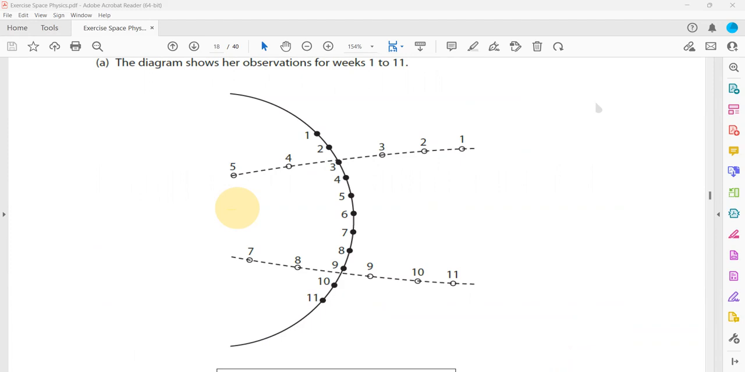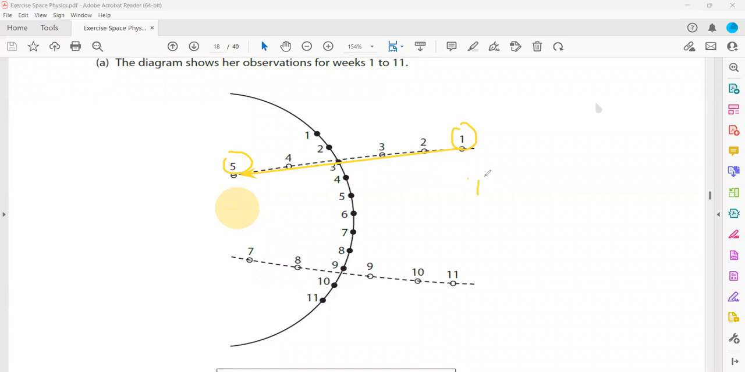So you can refer to gravitational potential energy and kinetic energy, because the total energy is constant. From week 1 to week 5, the question is how we can say that the speed of the comet is increasing. That is the question: how can we say that speed is changing from week 1 to week 5?